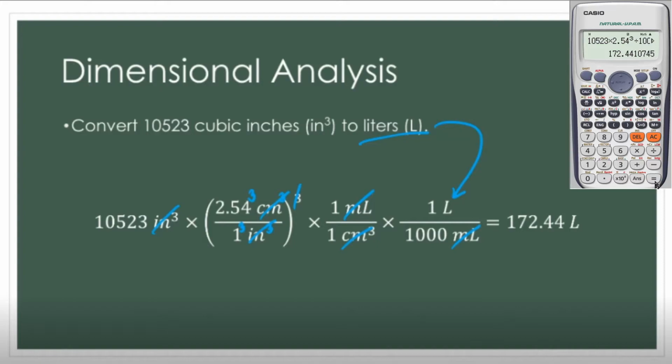That is 172.44 liters. In this example, we have illustrated the conversion from a derived volumetric unit based on length to a pure volumetric unit. This skill will be very useful for your entire life as an engineer. So please don't forget this.